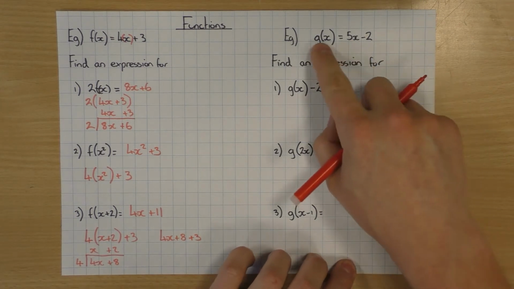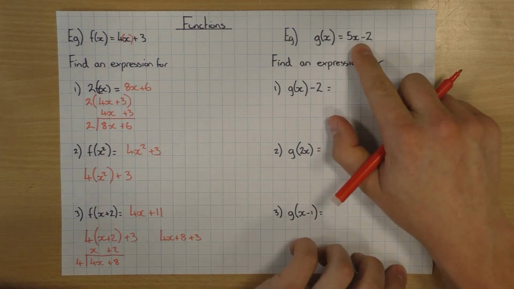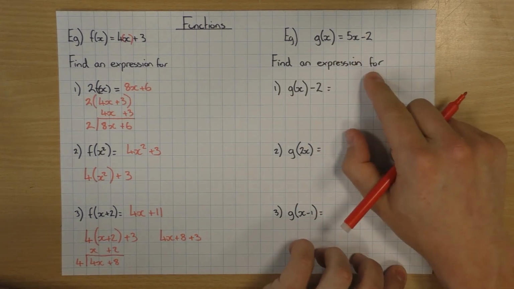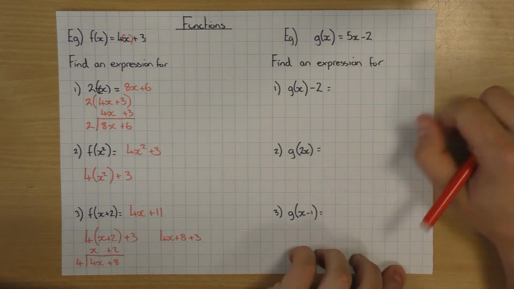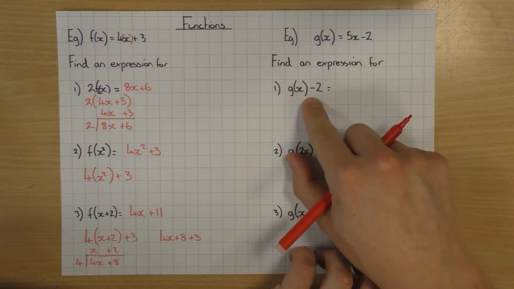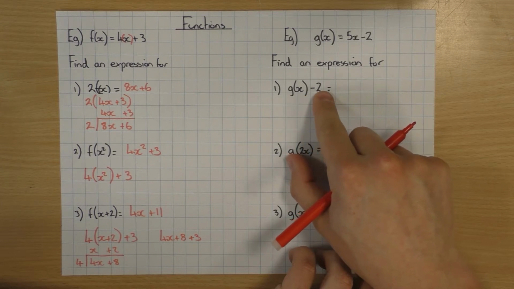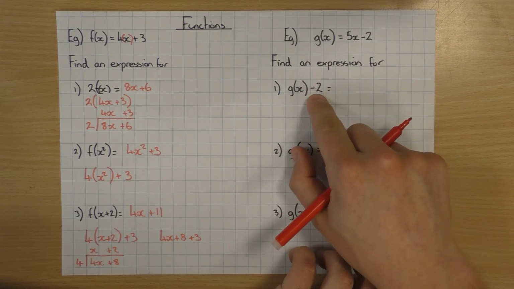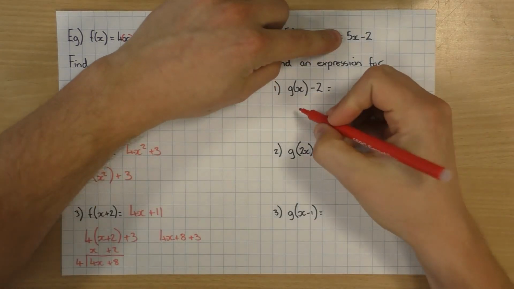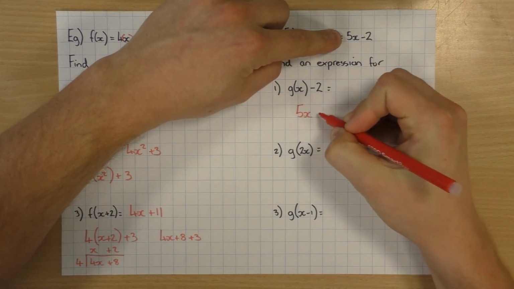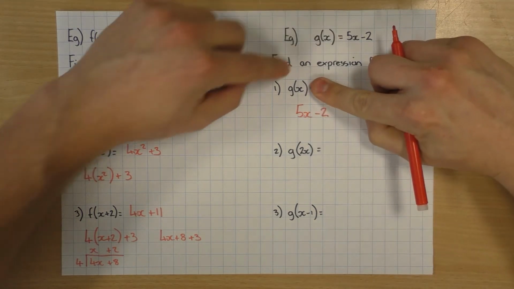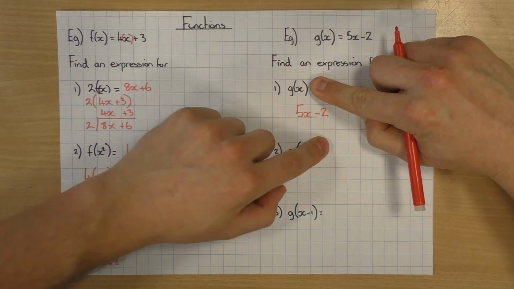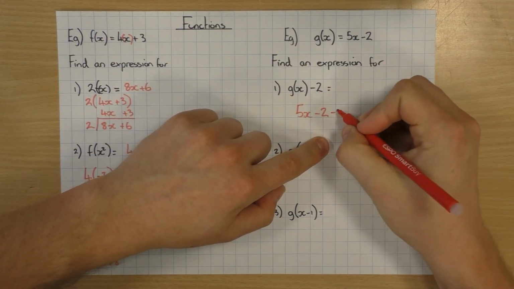So here's another function. This time it's g of x, and this is 5x minus 2. And again, I'm going to find some expressions for doing different things. So let's have a look at this one. This time, again, it's on the outside. So I've just got my g of x, and whatever g of x is, I'm just going to take away 2. Well, g of x, we know, is 5x minus 2. So that's that bit done there. And then I need to take away another 2.